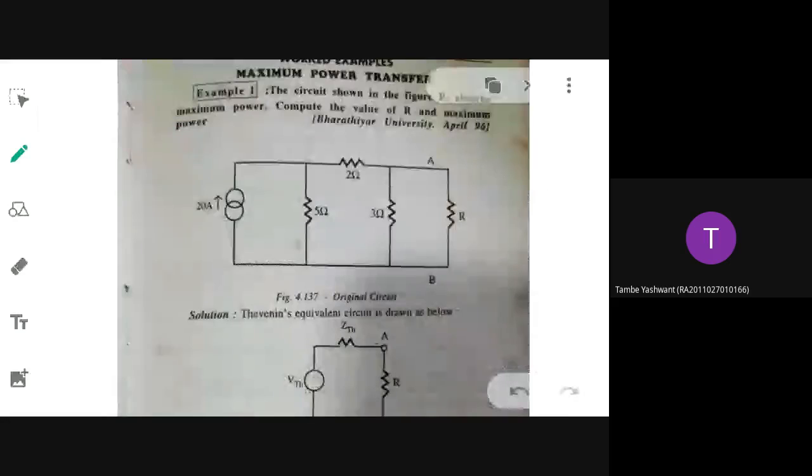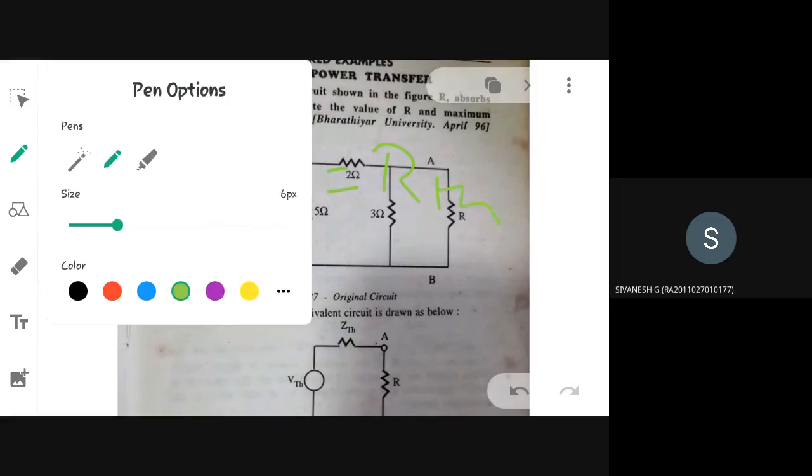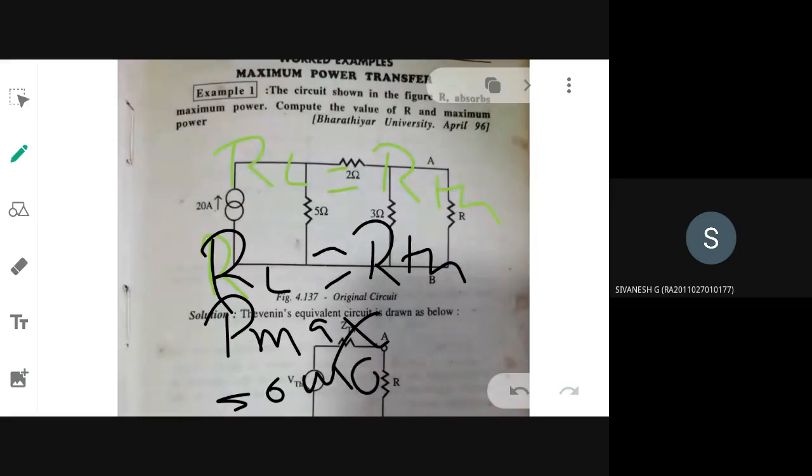See, when I was teaching in the maximum power transfer theorem lab, I told you that under one condition only maximum power will be delivered to the load from the source side. At what condition? When the RL value is equivalent to R Thevenin. Okay, under that condition only. Whenever RL value becomes equivalent to R Thevenin, then only maximum power will be delivered from the source to the load side. That theorem is called as maximum power transfer theorem.